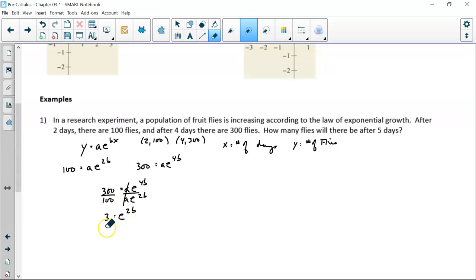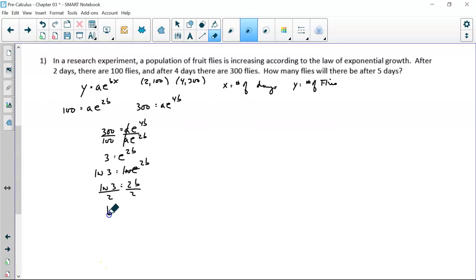To undo the e, we're going to use the natural log on both sides. So the natural log of 3 equals the natural log of e to the 2b. They cancel, so 2b. Divide both sides by 2. And we're going to get that b equals the natural log of 3 divided by 2, which is 0.549, and we'll just go 0.55.